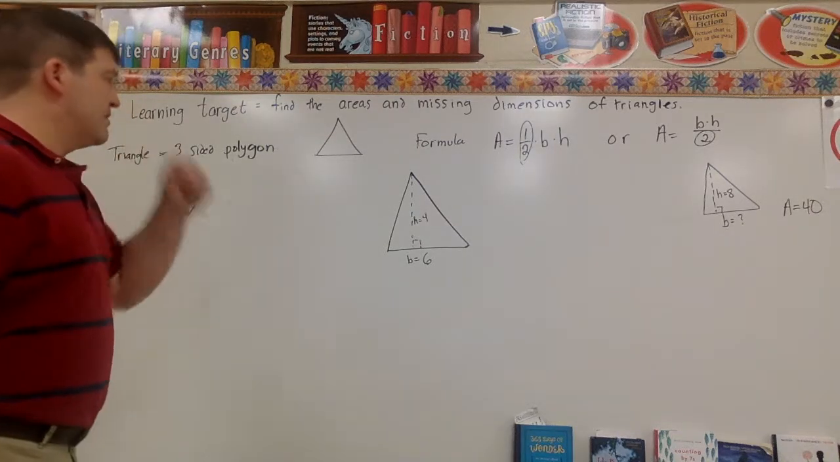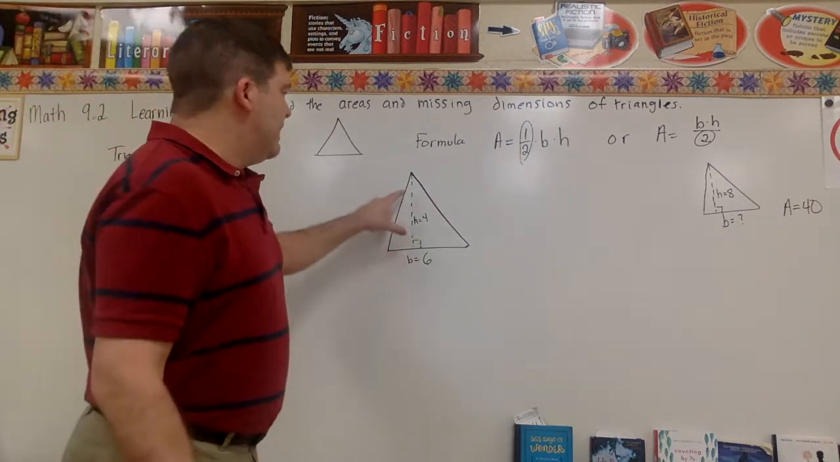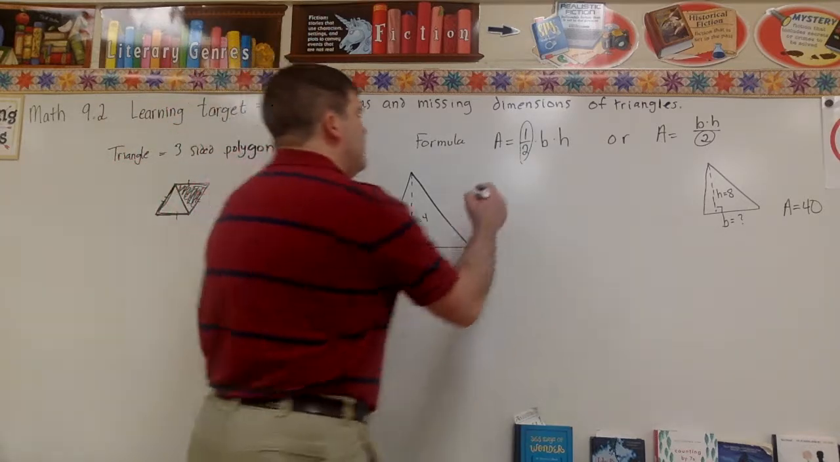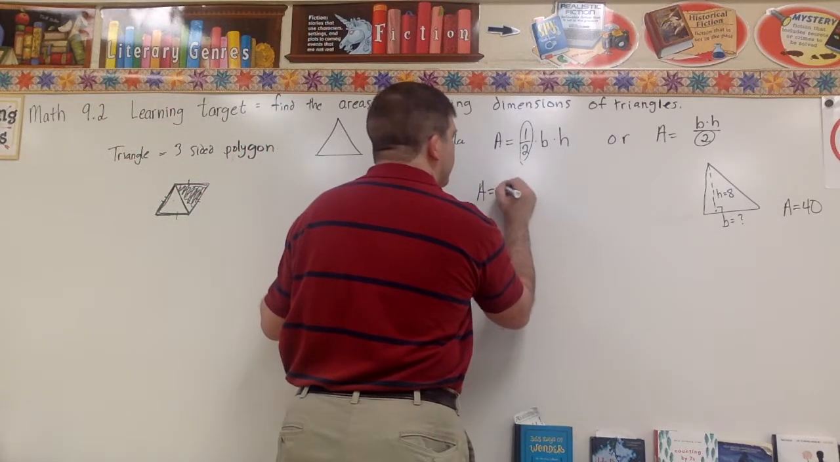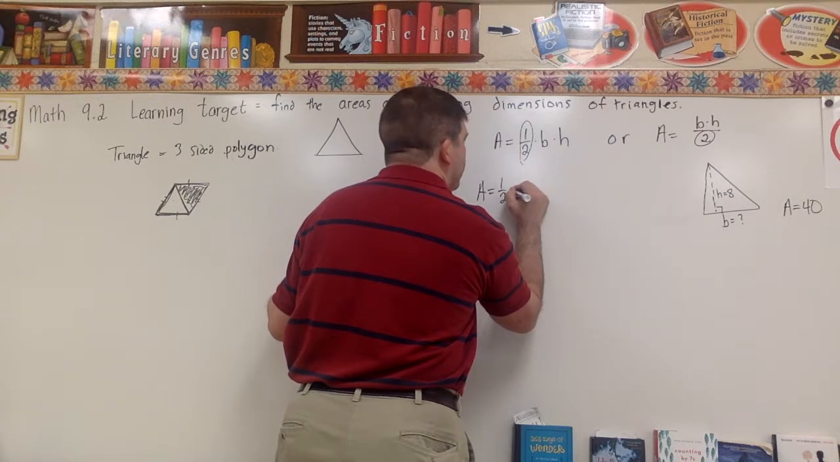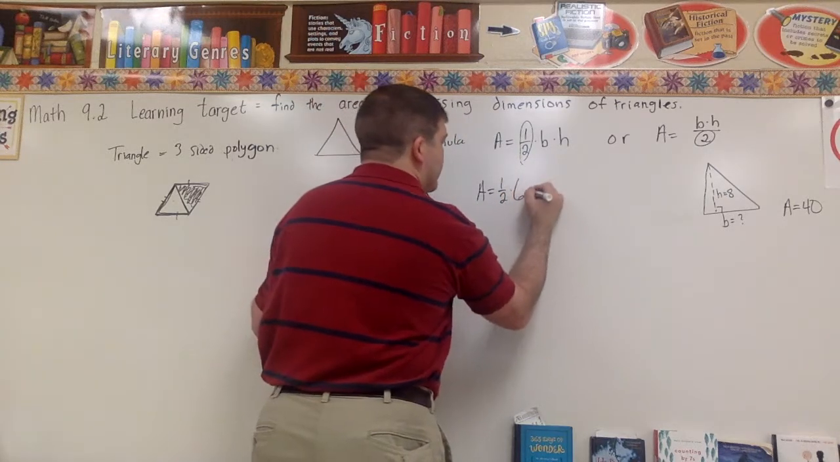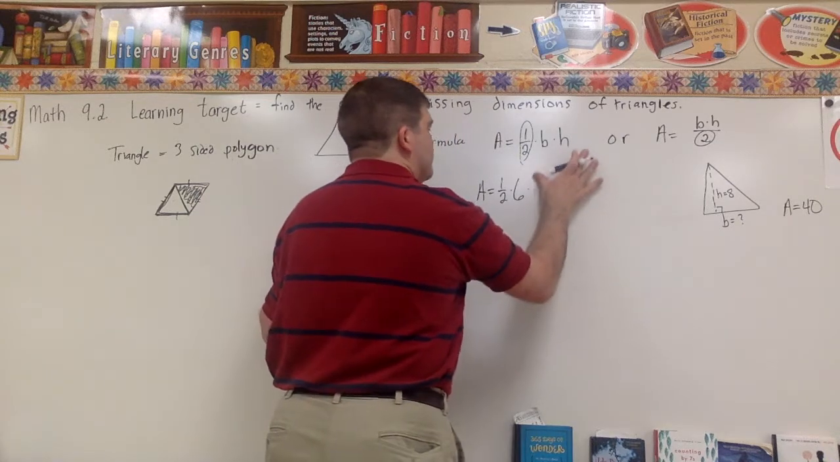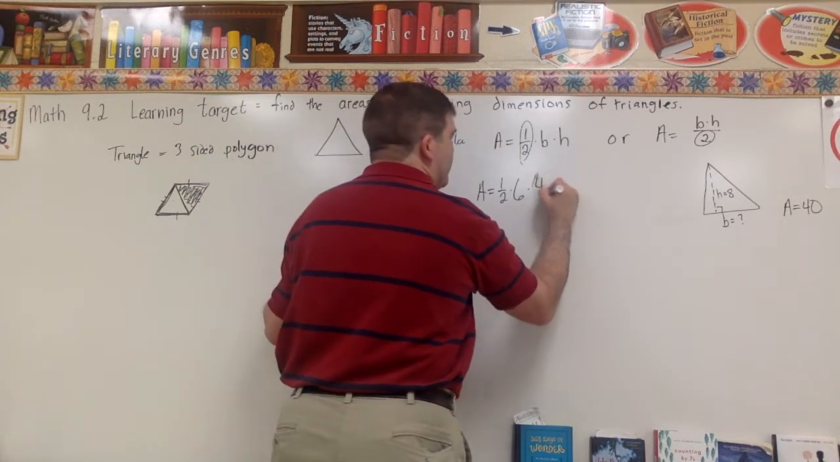Okay, so let's do one here. I have this triangle here. It's got a base of 6. It's got a height of 4. Put it in the formula. Area equals 1/2 times base 6 times height. Oops, I did my h. But I know the height is 4.